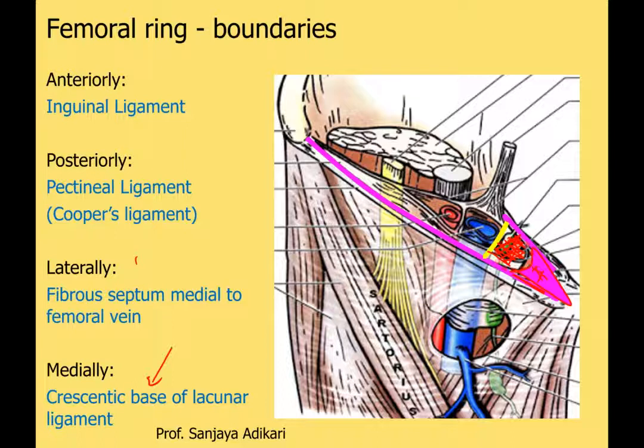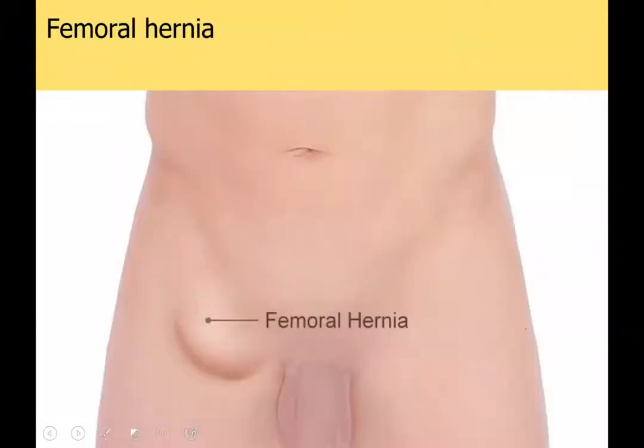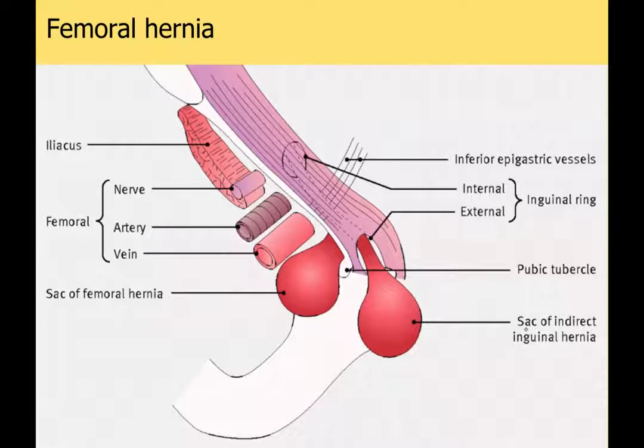When you happen to get femoral hernias, the contents of the femoral hernia can get compressed by the sharp crescentic edge or the base of the lacunar ligament. I'm not going to talk about femoral hernias. It's a differential diagnosis for inguinal hernias. The point to remember about femoral hernias is that they lie below and lateral to the pubic tubercle, whereas inguinal hernias lie above and medial to the pubic tubercle. So that is the important point.